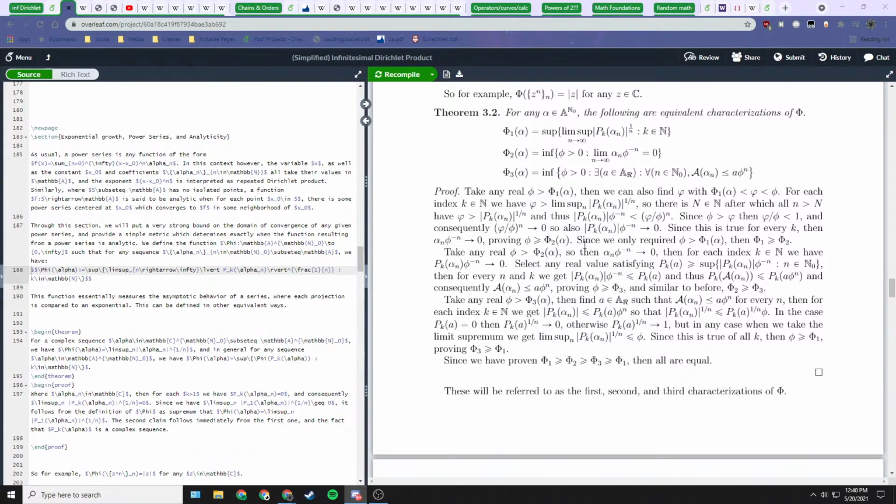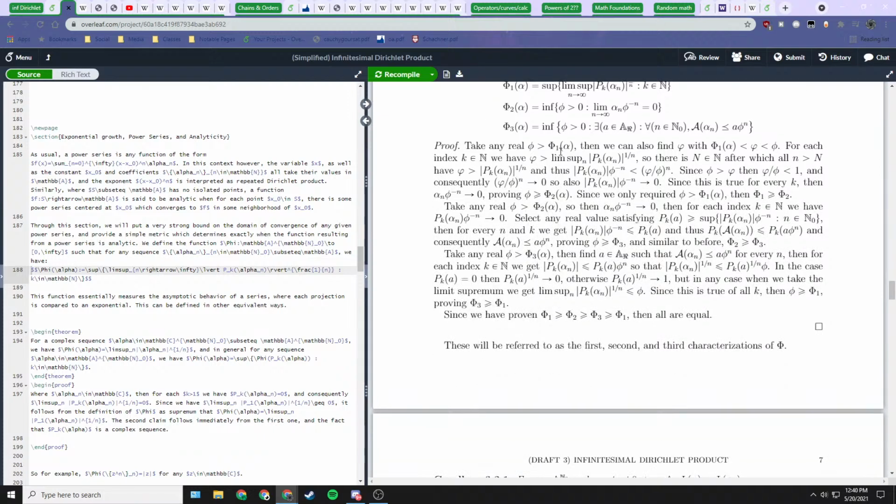Nice. Yeah, so this is just three separate proofs, one for each of these inequalities. They're all very similar. For each of these three parts, we take some real number, lowercase phi, which is greater than one of the characterizations. So in the first step, we take this phi greater than phi 1. In the second case, we take this phi greater than phi 2. In the third case, we take this phi greater than phi 3.